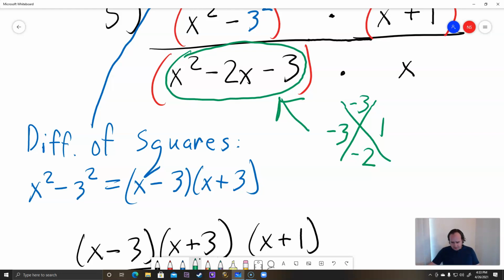because negative 3 times 1 is negative 3, and negative 3 plus 1 is negative 2.